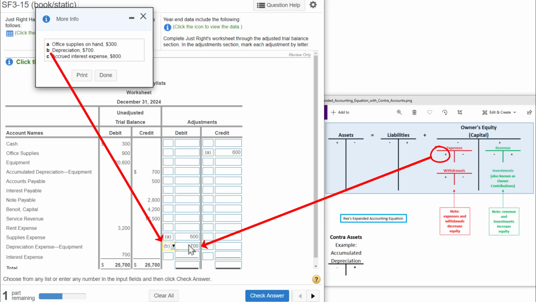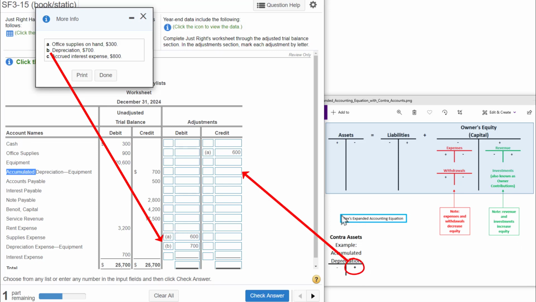Now we need a matching $700 credit. And remember, whenever we record depreciation, the other account is accumulated depreciation. Which way does accumulated depreciation go? Well, it tells you in the name of the account. It accumulates, it goes up. What type of account is accumulated depreciation? It's a contra asset. How do they go up? Their plus sign is the opposite of the asset, so it increases on the credit side. So for the credit for accumulated depreciation, I'm putting $700, adjustment B.